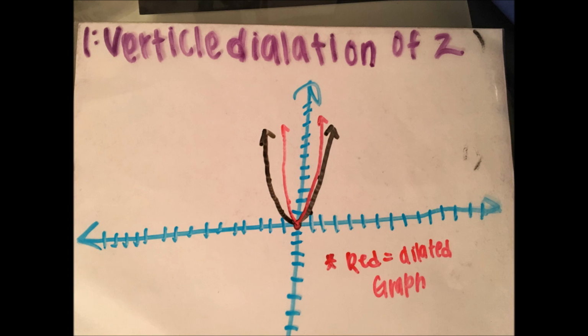The first thing that I did to the graph was perform a vertical dilation of 2. And what this did is it stretched the graph so that for every x value that you put in, your y value is going to be 2 times larger than it was in the parent function. So if I were to plug in 1 to the equation that we're going to find at the end, your y value would be 2 instead of 1.